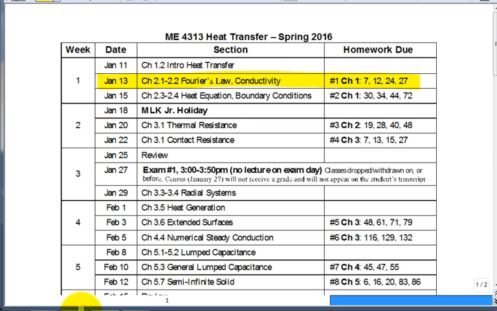So we're in chapter 2. Let's jump into it. Hopefully you have clickers ready for today, right?